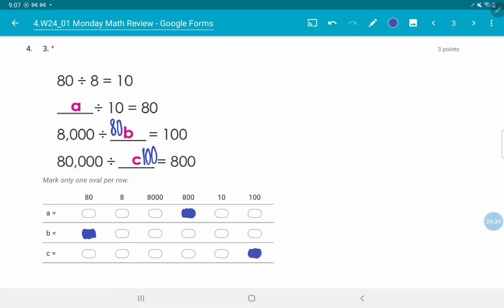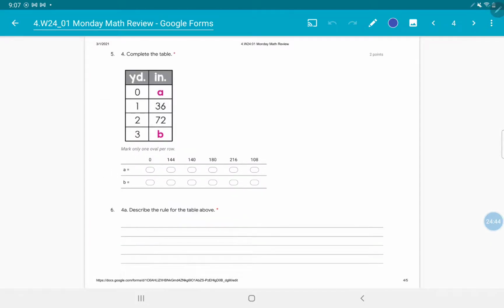All right, let's look at this next one. We haven't had one of these in a while. We've got a function table. Forgot how to do that. Okay. So remember, we've got that little funny looking machine. We're going to drop a number in. It's going to go through the machine that's going to change it. And then it's going to pop out a new number.